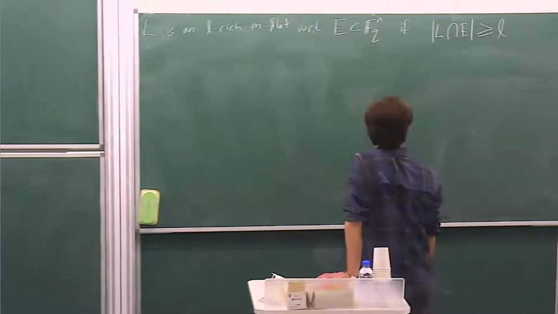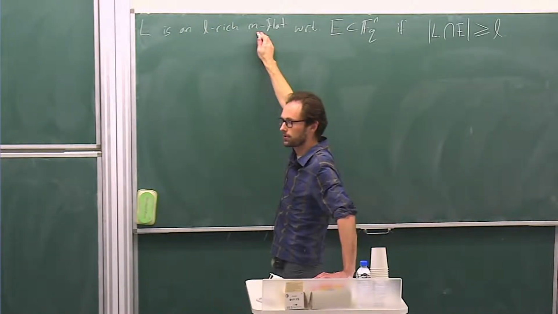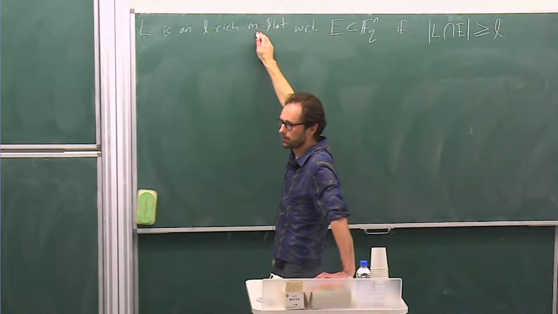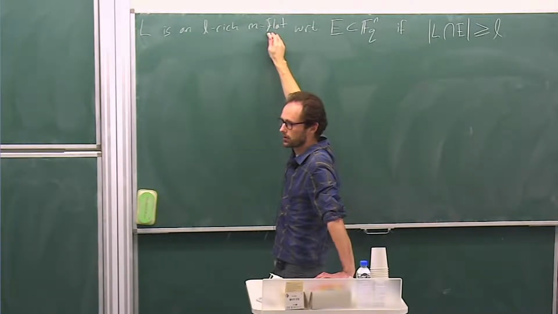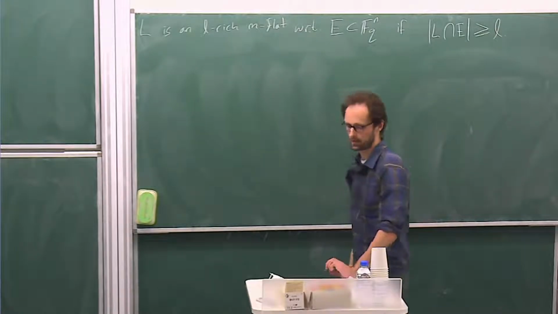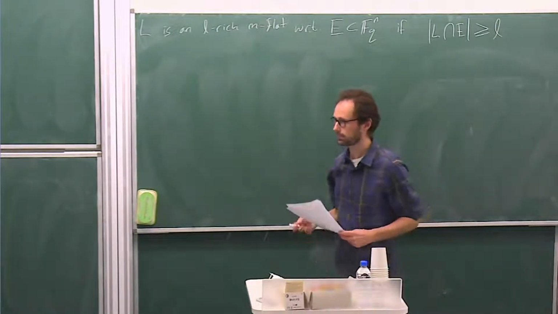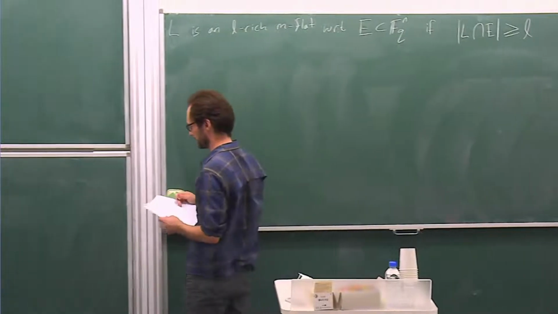You have M flat, M flat. So this is a translate of an n-dimensional subspace, an affine n-dimensional subspace. I just like the word flat because it's shorter than affine subspace. And it is a standard term.